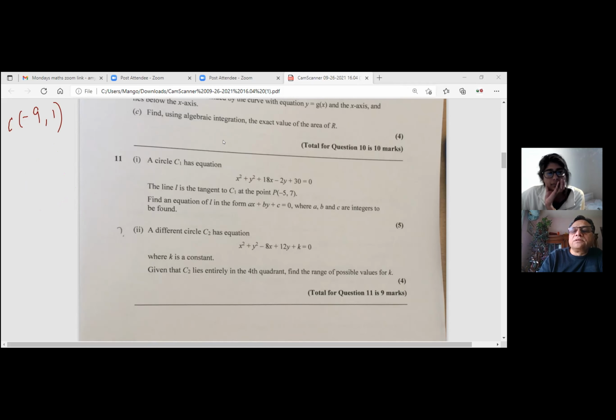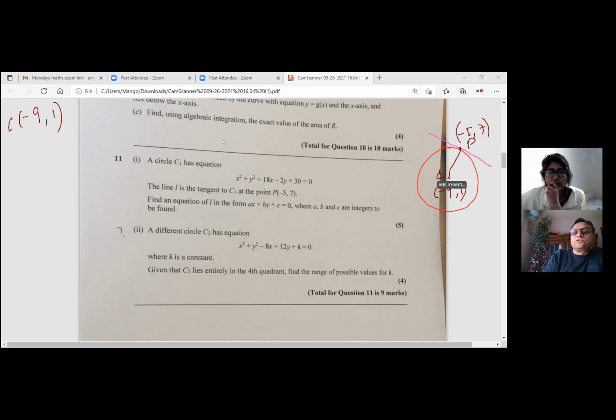So again, let me draw a circle here. And on this circle, I'll draw a tangent. Let's say this is the tangent. And the center of the circle is -9, 1. And the tangential point is -5, 7. Correct? So from here, we can actually connect the radius, and let's call this point P, as given there, and let this point be C, right?